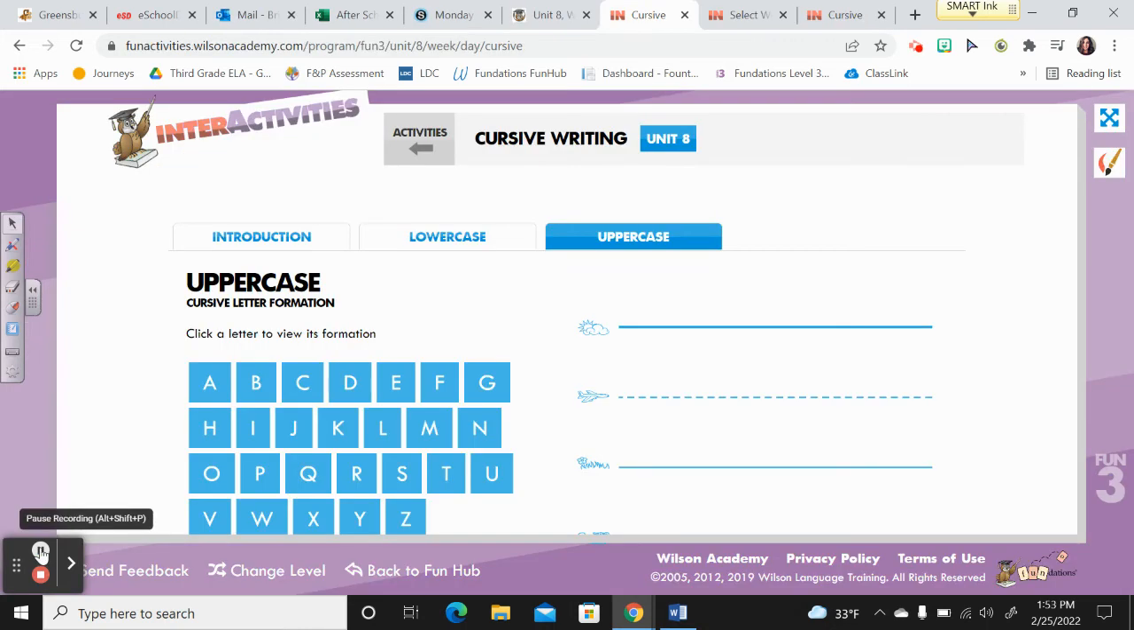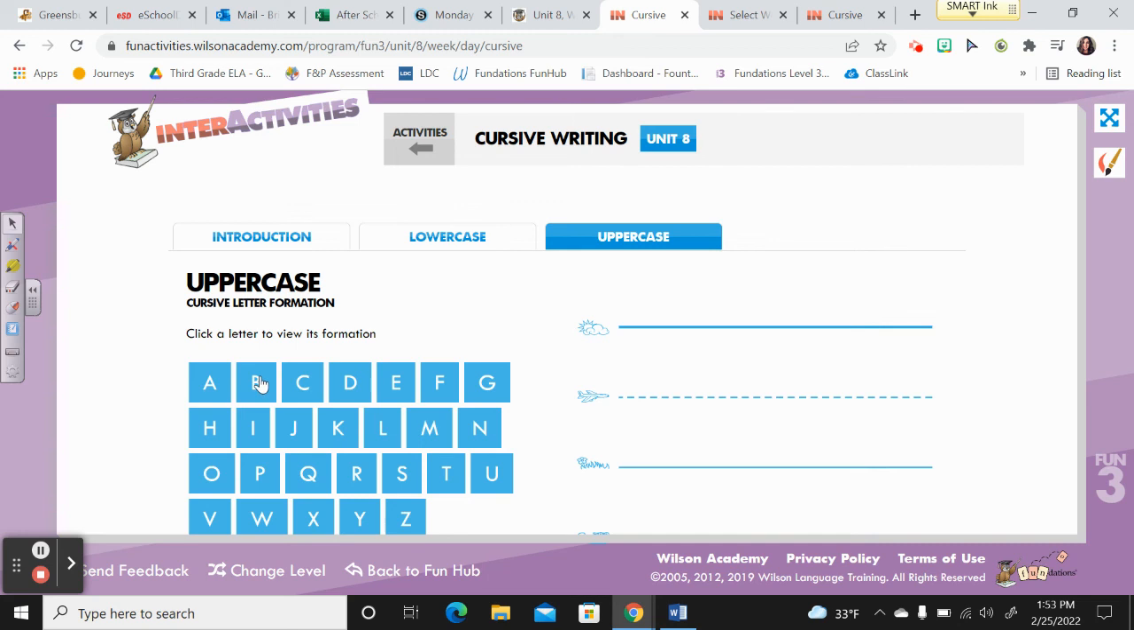The last thing we did today was practice 2 new uppercase cursive letters. So if you're at home, grab some paper and pencil. And if you're at school, get out your dry erase boards and markers and an eraser. The first uppercase letter we're learning this week is B.